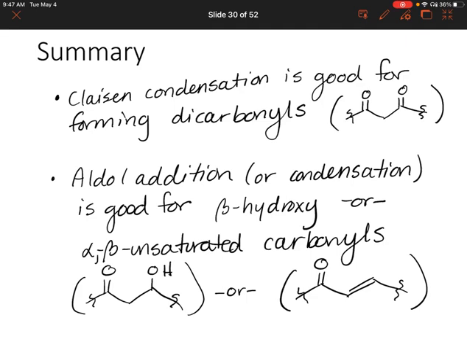All right, so now in the next video, we're going to discuss alkylation at the alpha position. So we'll be able to add carbon groups to the alpha position.